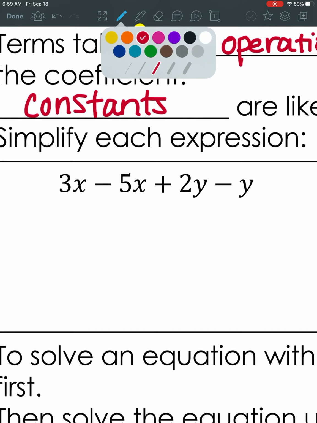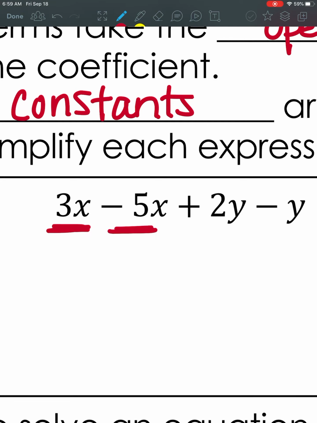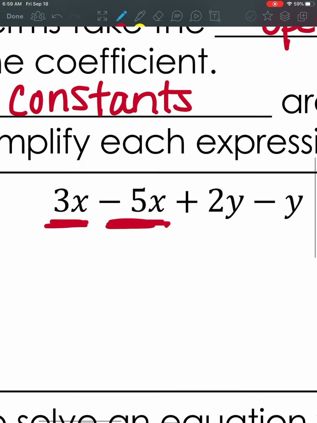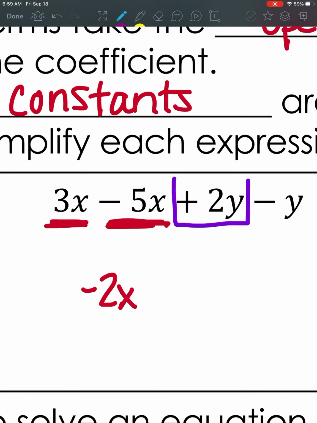So all of that should be review. So if we're looking at this expression here, remember we went through, we underlined like terms. There we go. So 3x and negative 5x, those can combine. 3 minus 5 or 3 plus negative 5, it's the same thing. So that would be negative 2x.